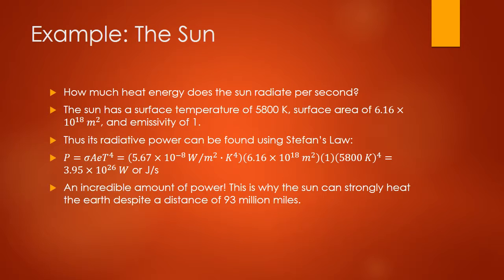So let's solve a problem related to how much energy does the sun radiate per second. Now, if you look it up, you'll find that the sun has a surface temperature of 5,800 kelvins, surface area of 6.16 times 10 to the 18th square meters, and we'll assume an emissivity of 1. So, plugging those into Stefan's law, we get a radiative power of 3.95 times 10 to the 26th power watts, or joules per second.